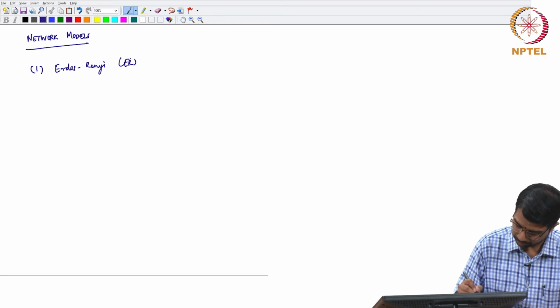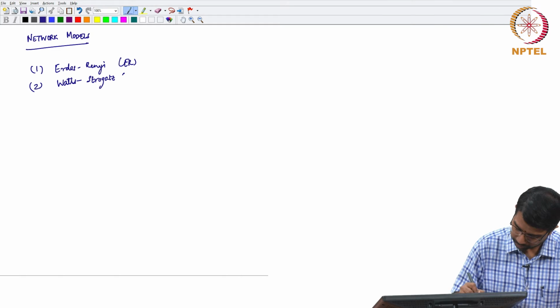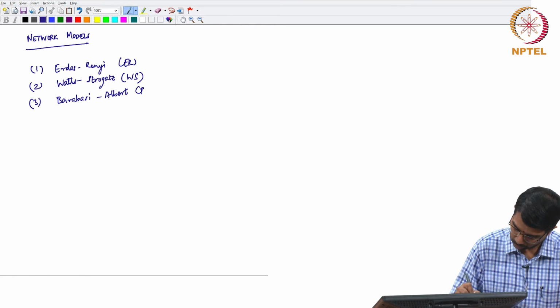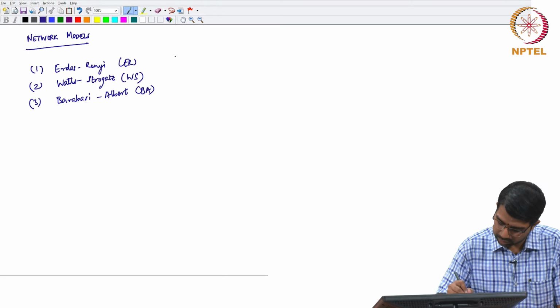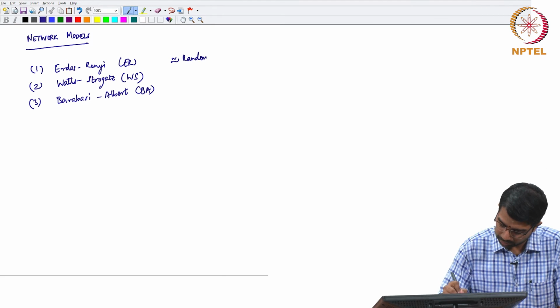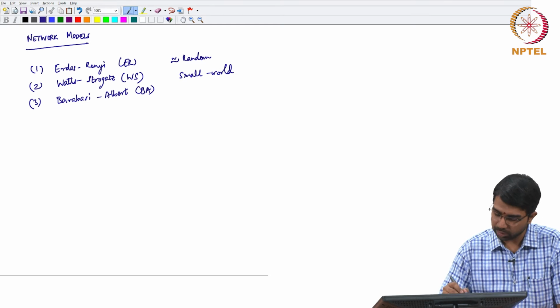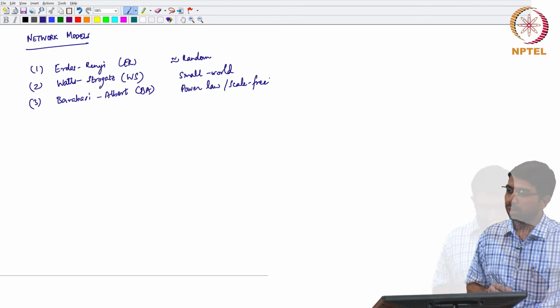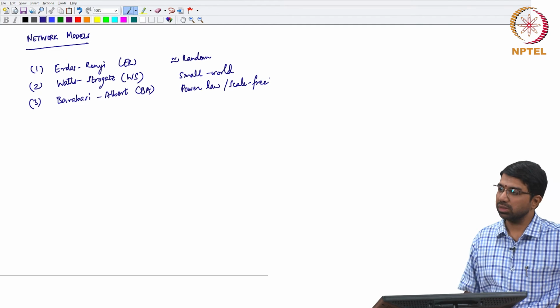Erdos-Renyi, Watts, Strogatz. This is what we call random, this is what we call small world, and this is what we call power law, scale free. So, do all networks have to fall into one of these categories?